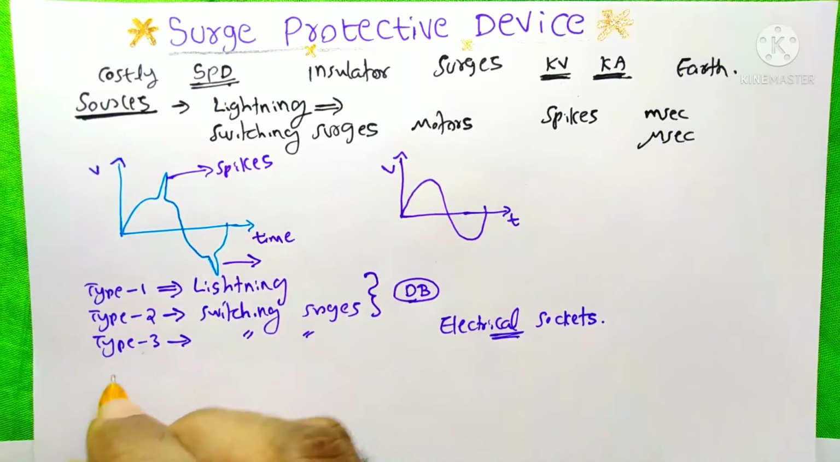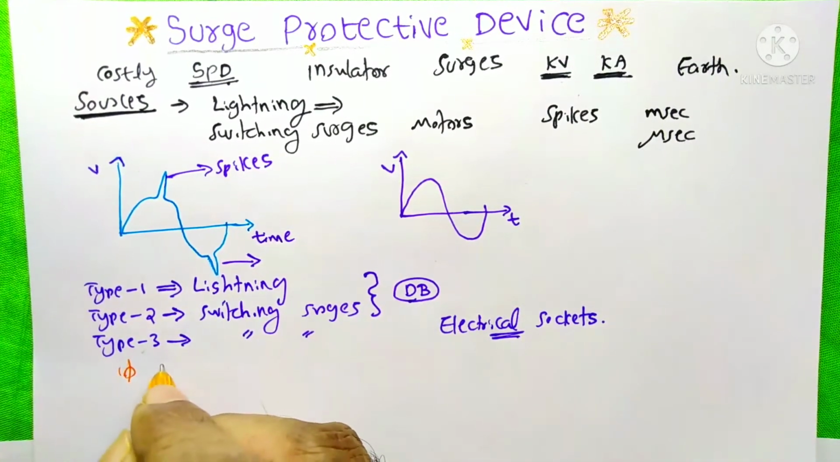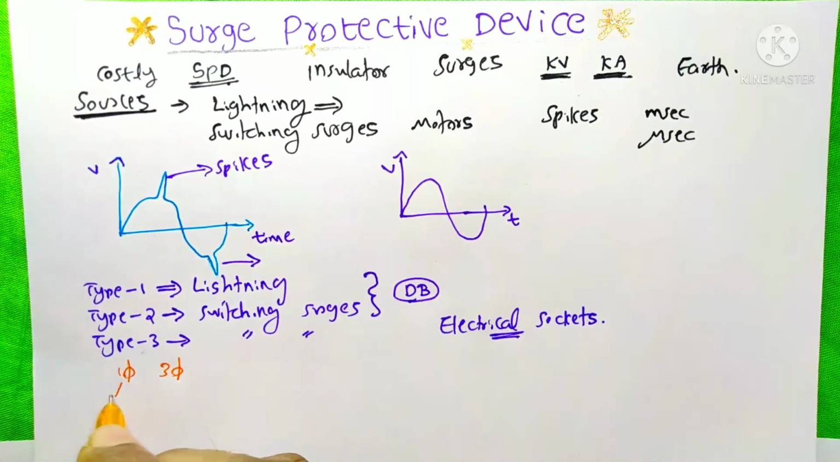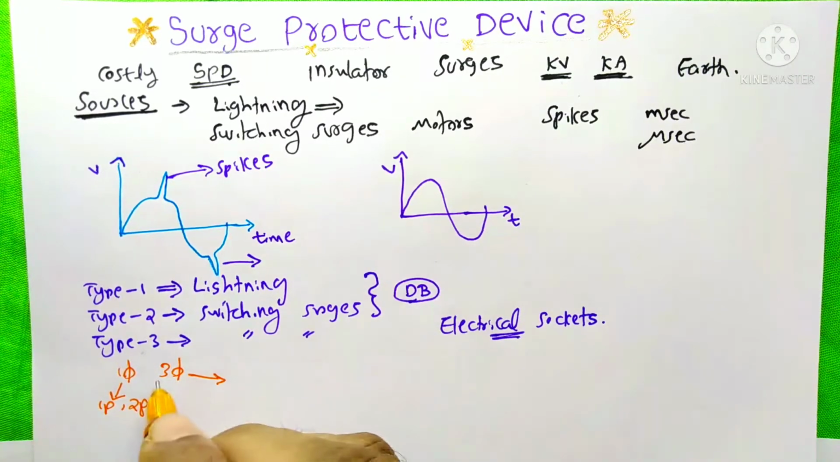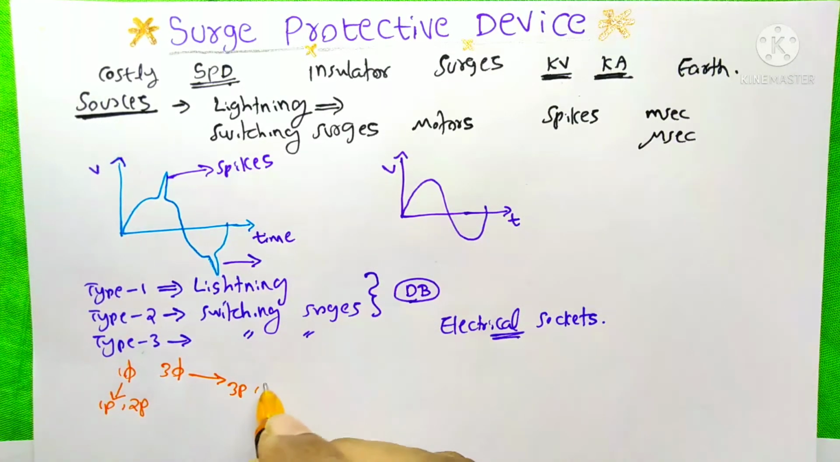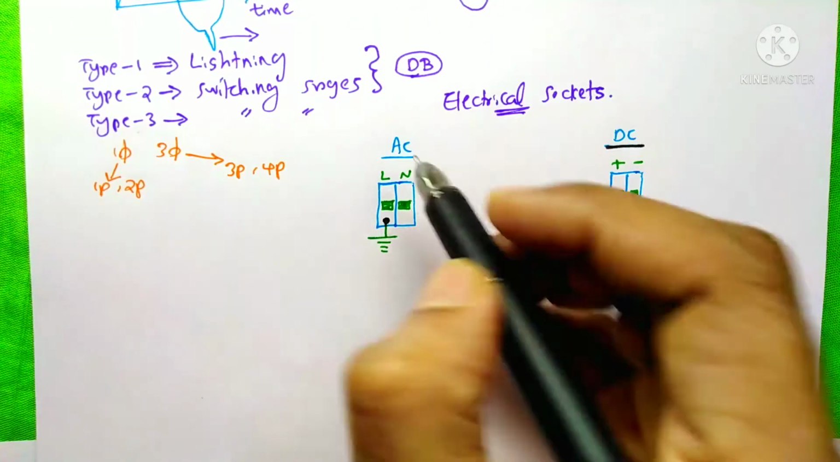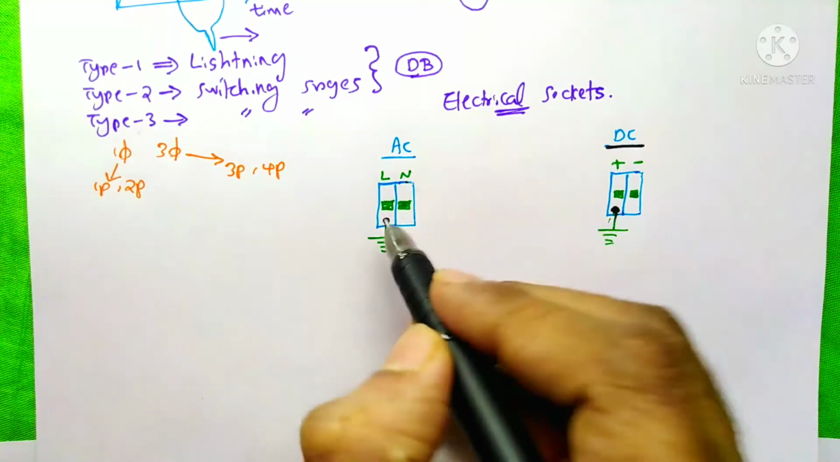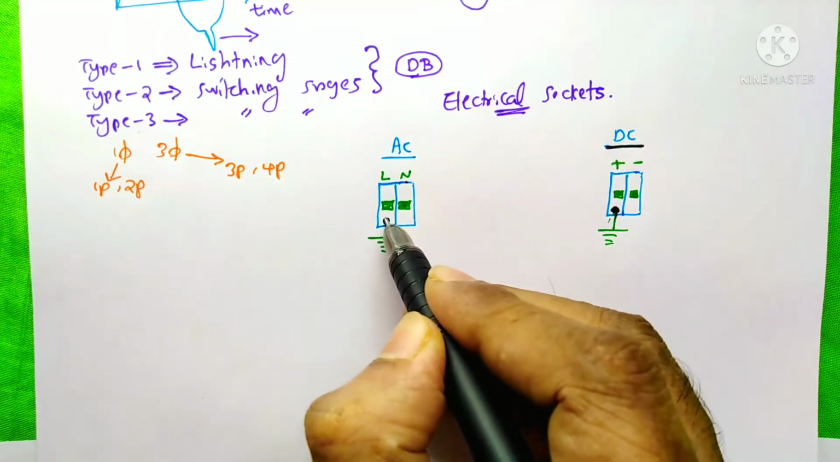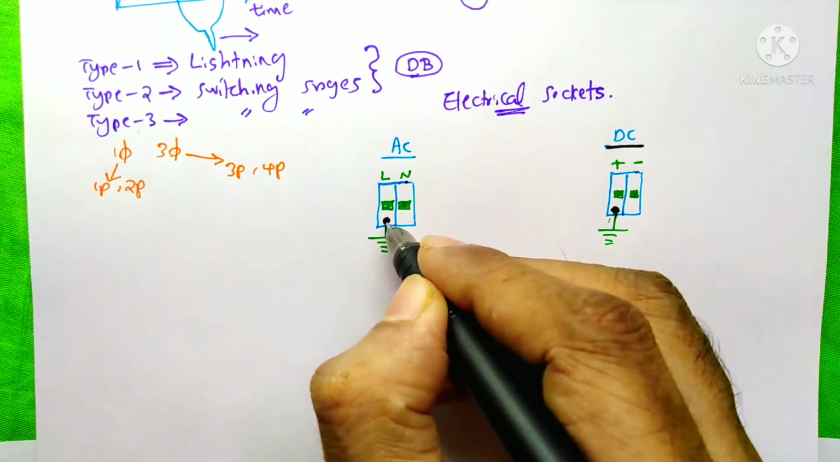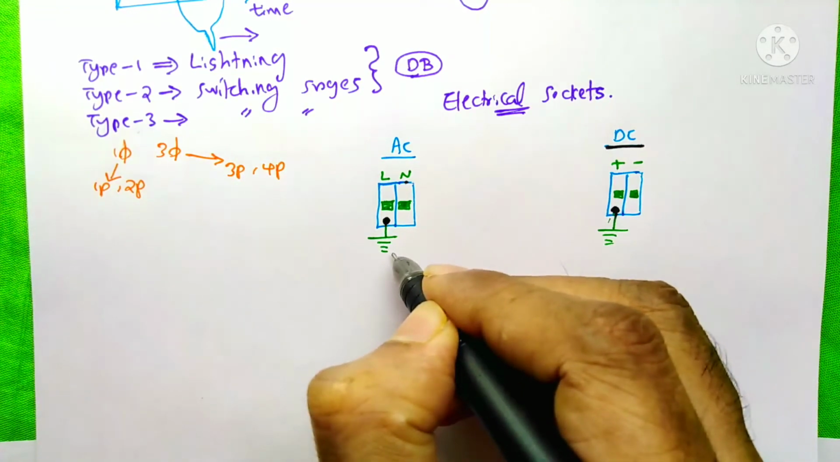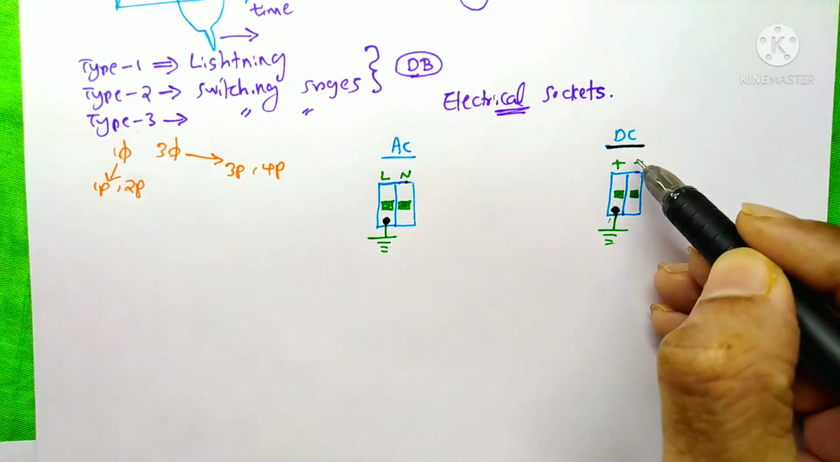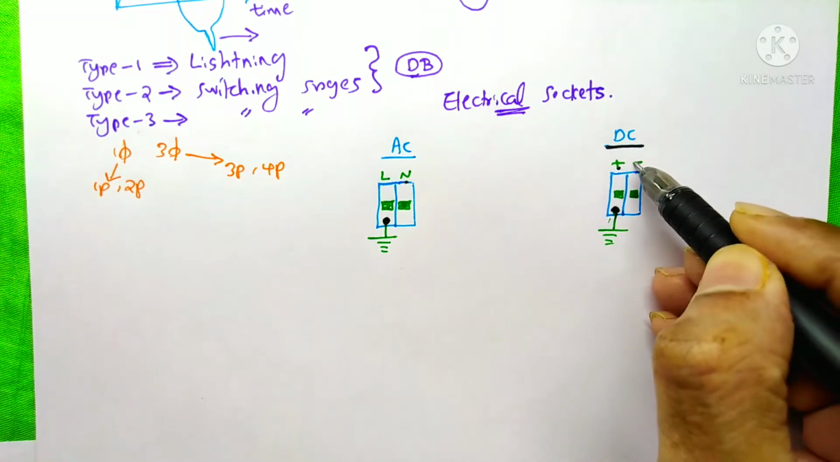And in the market, SPDs are available for single phase and also for three phase. For single phase, 1 pole and 2 poles are available. And for three phase circuits, 3 pole and 4 pole SPDs are available. About the AC SPD, on the incoming side you can see the line and neutral terminals. Okay, and on the bottom side you can see only one terminal. We just need to connect a single wire to the earth. And about the DC SPD, on the incoming side we can see a plus and minus sign.